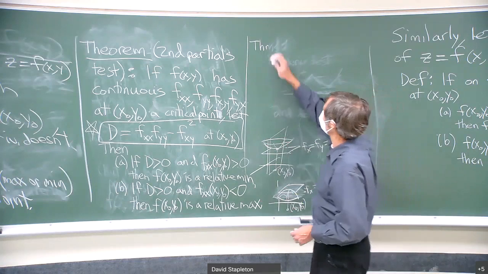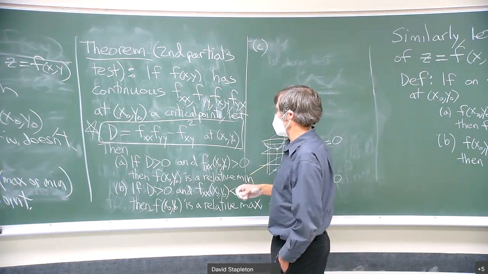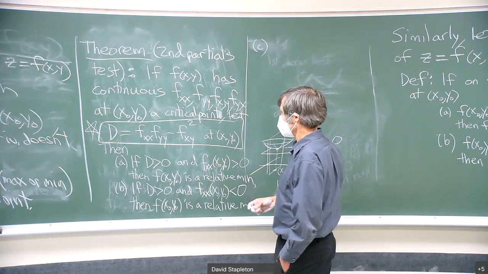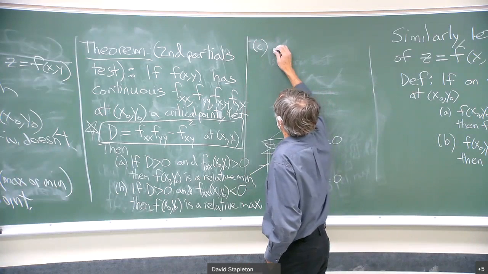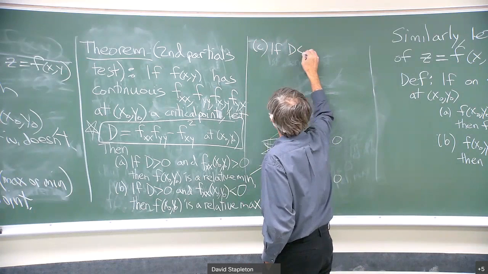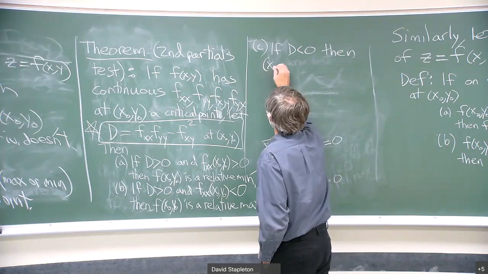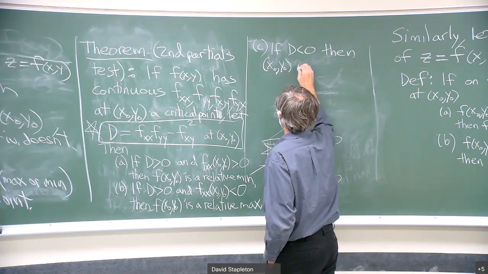And here's the third part of it. You have something that's not in calculus 1 because you don't have enough dimensions. But if D is less than 0, then x0, y0 is a saddle point.